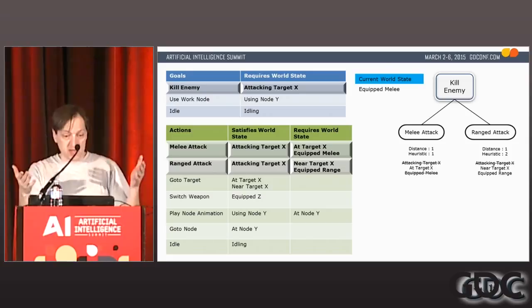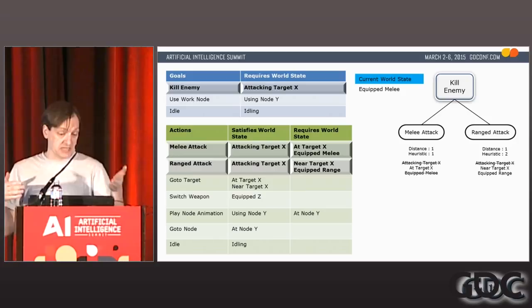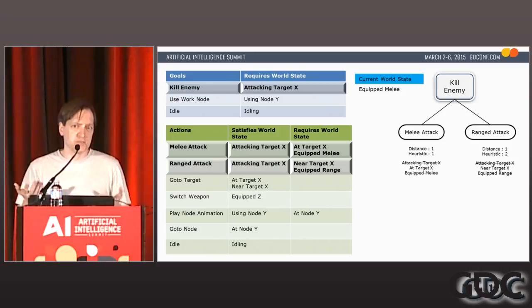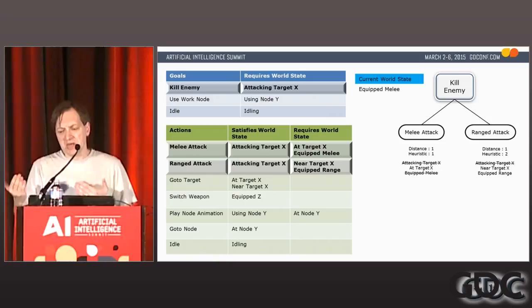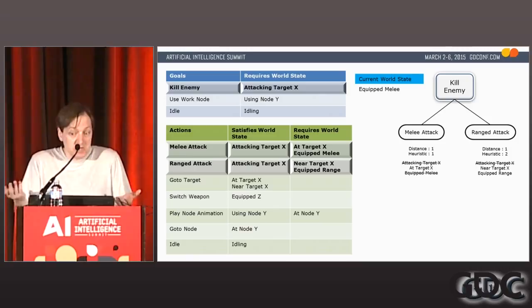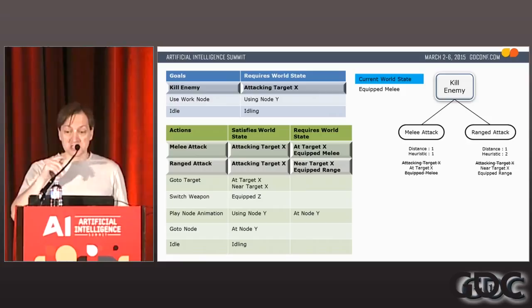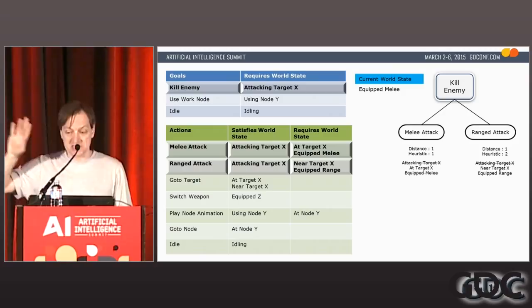We expand. We find the two neighboring nodes in our A* process here. We find two actions that can satisfy that world state, melee attack and ranged attack. I'm just going to give them a cost of one to keep things simple. They each require more world state, so they add more required world state variables. Ranged attack says you need a ranged weapon, and you have to be near the target. Not on the target, but near them. Melee attack says you need to have a melee weapon equipped, and you need to be on that target. But you'll notice our current world state says we have a melee weapon equipped. So the melee attack's desired world state only has one variable that's not satisfied, at target X. Whereas ranged attack still has two.